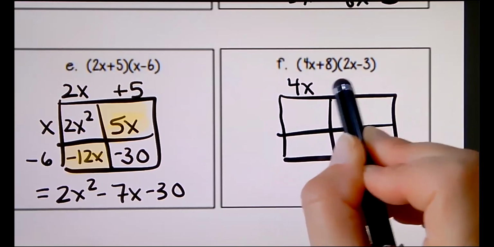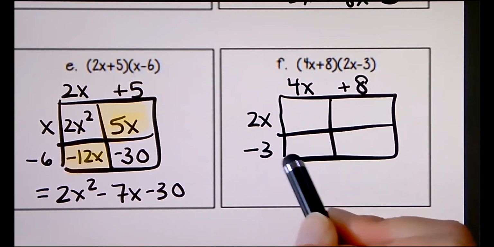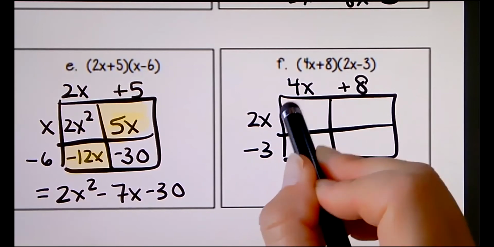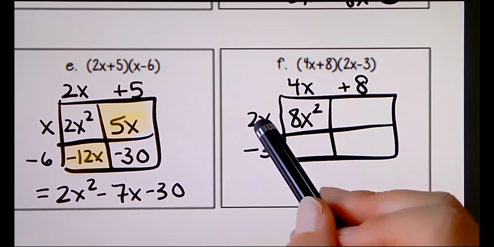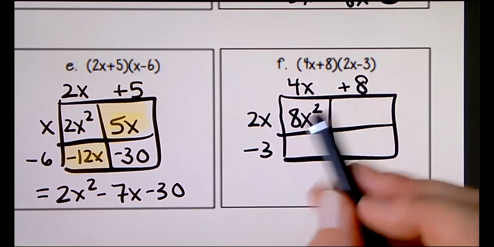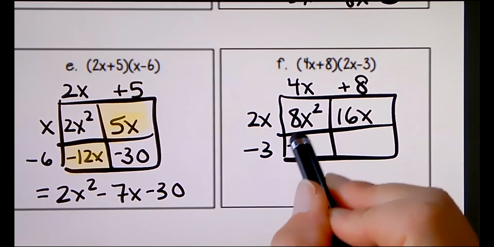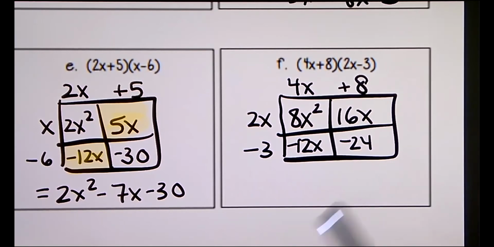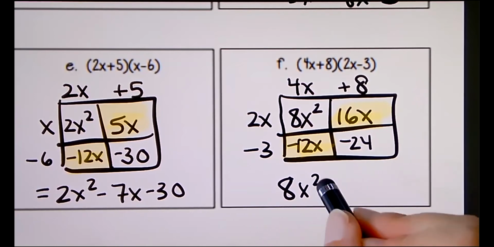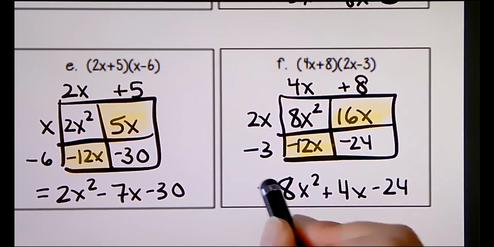So 4x plus 8, 2x minus 3, and I'm going to multiply. 2x times 4x is 8x squared. Okay, this is multiplying. Sometimes when all of a sudden there's a number here, I have students who want to add this. This is still multiplying. Negative 2 times 8 is 16x. Negative 3 times 4x is negative 12x. Negative 3 times 8, negative 24. And I'm going to combine my terms. And I get 8x squared plus 4x minus 24.